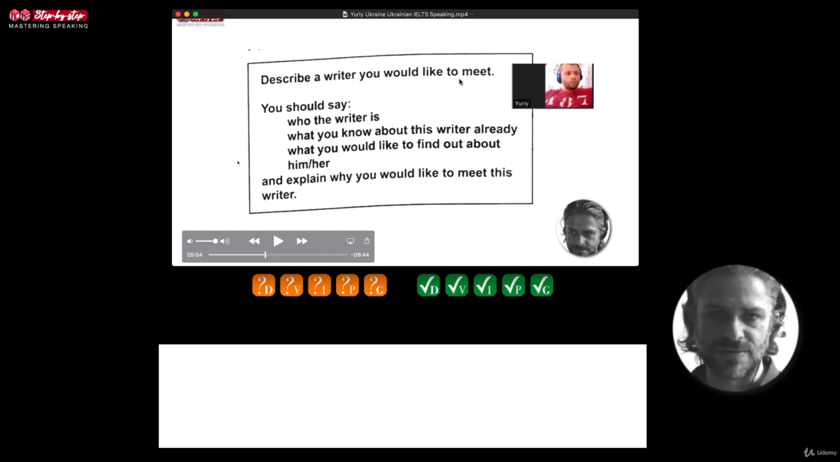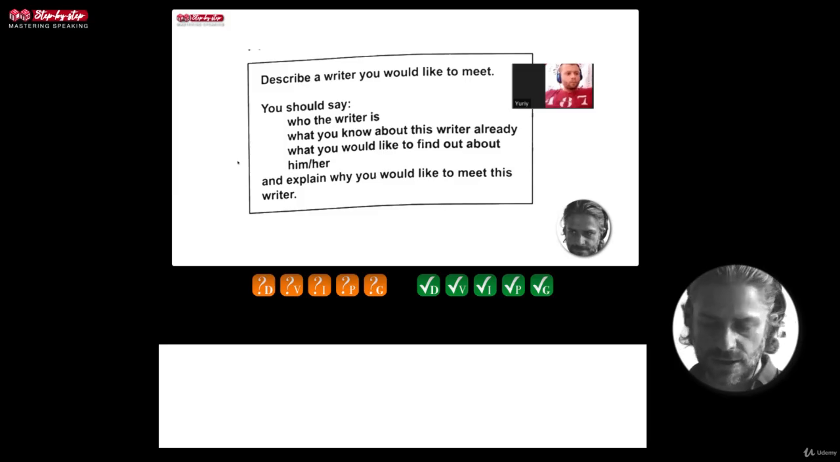Now, Yuri has a little bit of a problem because he says he's not a big reader, so he doesn't know any famous writers. This is an opportunity for you to steer the conversation away. You don't have to answer the question. You have to make it clear that you understand the question, and you have to cleverly manipulate the examiner away from that. But it would be no problem to say, I must admit that I don't read very many books, and in fact I can't right now.